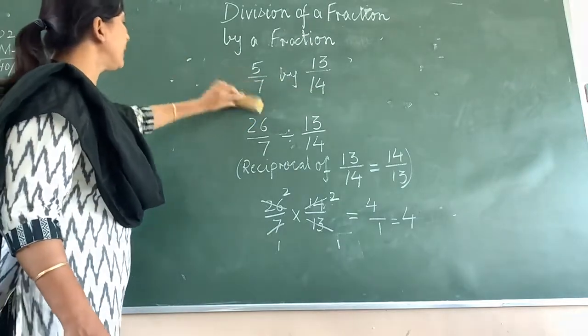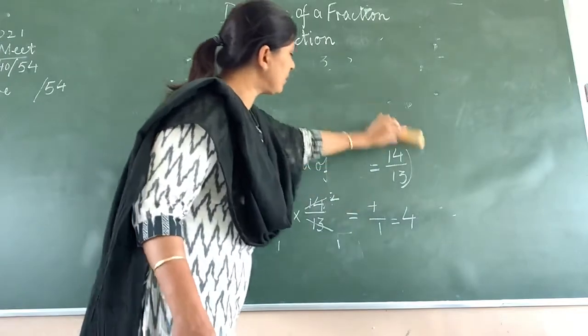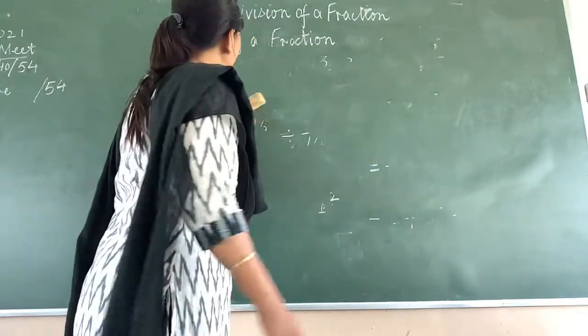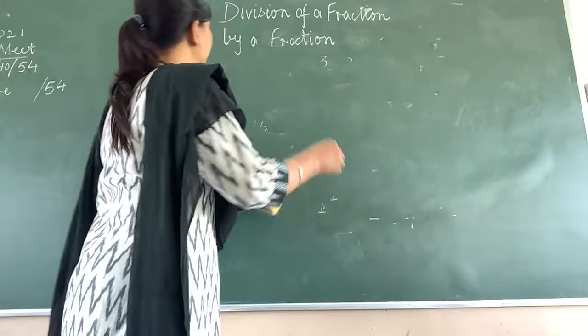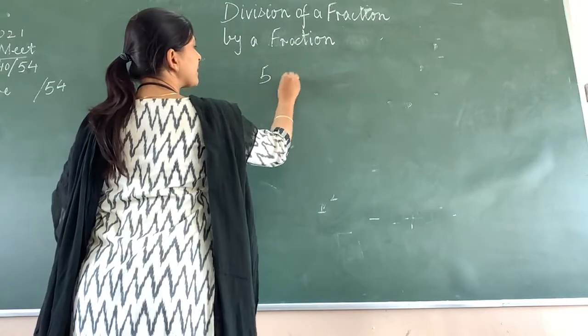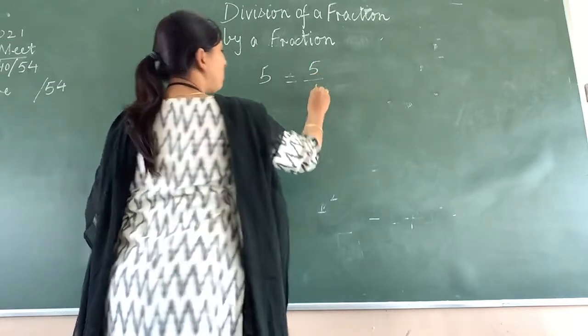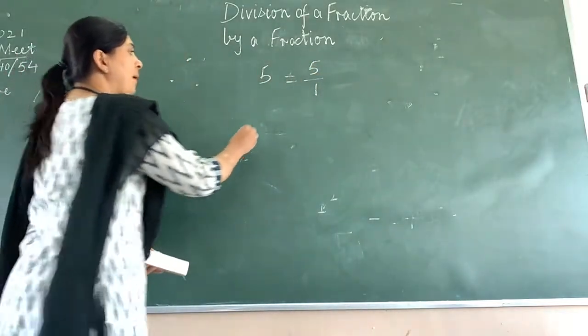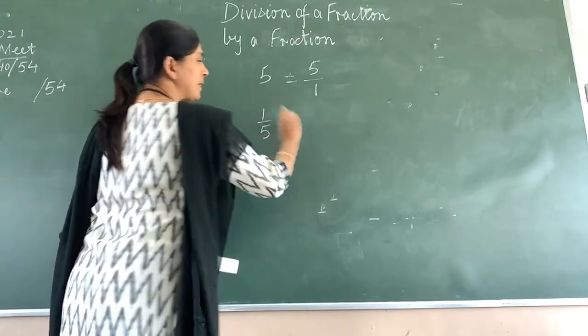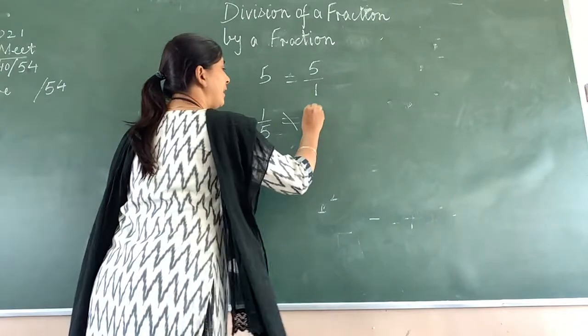Now there is one thing which I want to make here, children. Sometimes I have seen children making this mistake. It is a very common mistake, like 5. 5 means 5 over 1. Okay, but 1 over 5 does not mean 5.